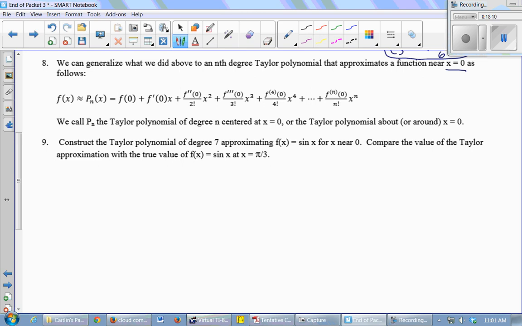All right, so I'll do this one with you, and then I'm going to have you try one. We want to construct a Taylor polynomial of degree 7 that approximates f of x equals sine x near 0. So I want P sub 7 of x. I'm just going to copy down this formula for how to find a Taylor polynomial. So I would do f of 0 plus f prime of 0 x plus f double prime of 0 over 2 factorial times x squared.